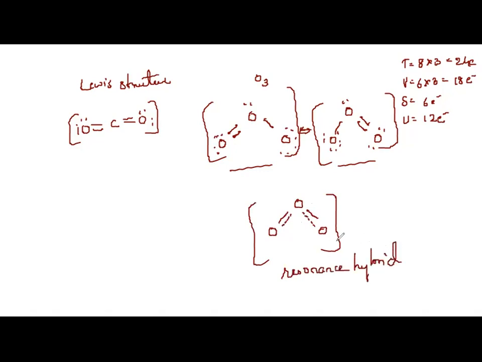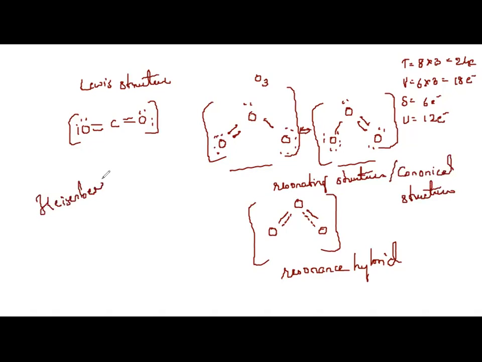What it is called as resonance hybrid. And the different individual structures, you can call them resonating structures, or you can call them canonical structures. It was for the first time given by Heisenberg. And this phenomenon is called what? It is called as resonance.